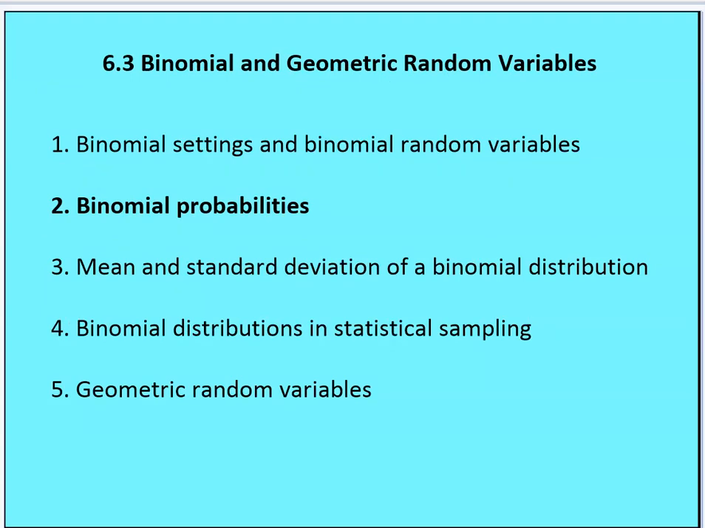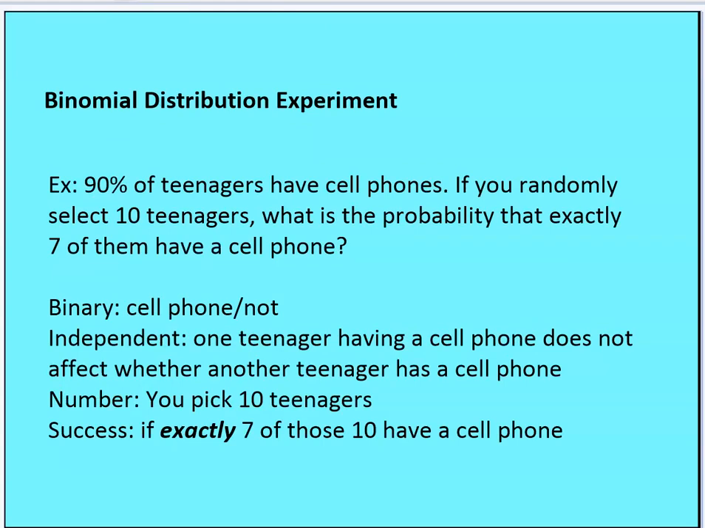All right, so next we're going to talk about binomial probabilities. So, binomial distribution experiment. Example: 90% of teenagers have cell phones. If you randomly select 10 teenagers, what is the probability that exactly 7 of them have a cell phone? So binary, yes, cell phone or not. Independent, yes, one teenager having a cell phone does not affect whether another teenager has a cell phone. Number, yes, you pick 10. Success is exactly 7 of those having a cell phone, and we have a probability, and that's 90%. Okay.